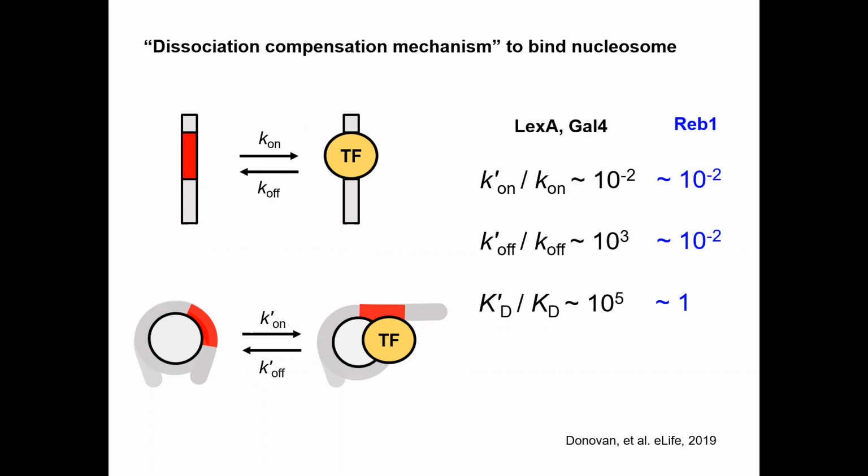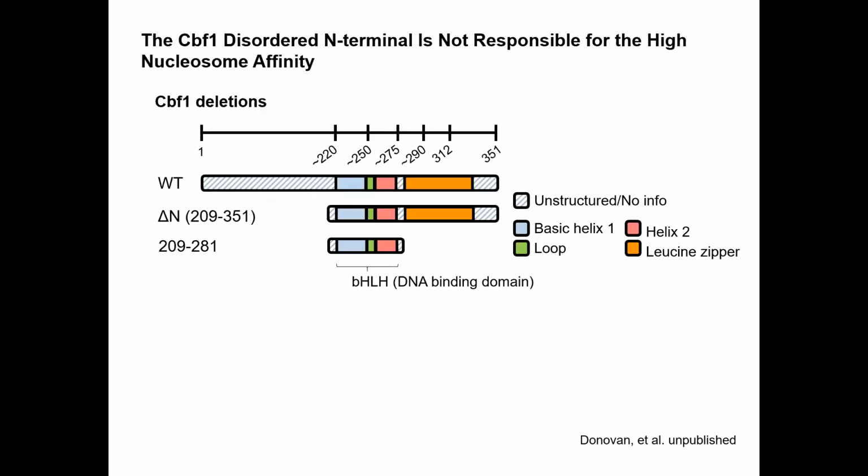We also did the same measurement on CBF1, another pioneer factor. Here you can see the compensation is a little bit less than Reb1, but the overall direction is the same. CBF1 also dissociates from nucleosome more slowly than from DNA. Okay, so which part of the protein is responsible for the slow dissociation? If you look at the CBF1 structure, it contains an unstructured N-terminal domain and a basic helix-loop-helix domain, which is the DNA binding domain. And then there's a leucine zipper that we think contributes to the dimerization of CBF1.